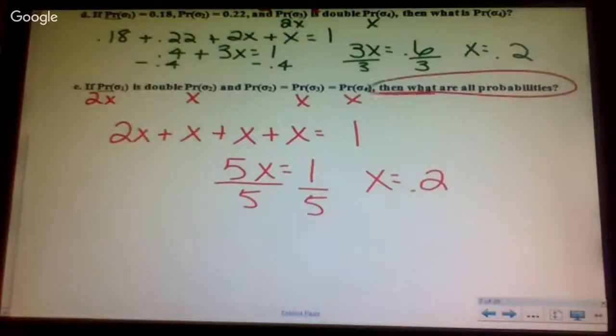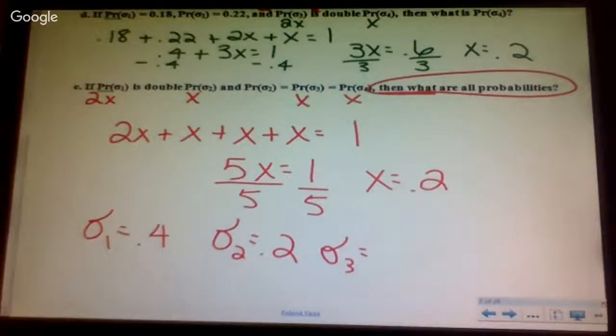What are all of the probabilities? This gives me X. So what's the probability of event 1? 0.4. It's double it. What's the probability of 2? 0.2, because 2 is X. What's the probability of 3? 0.2. And what's the probability of 4? 0.2. Fantastic.